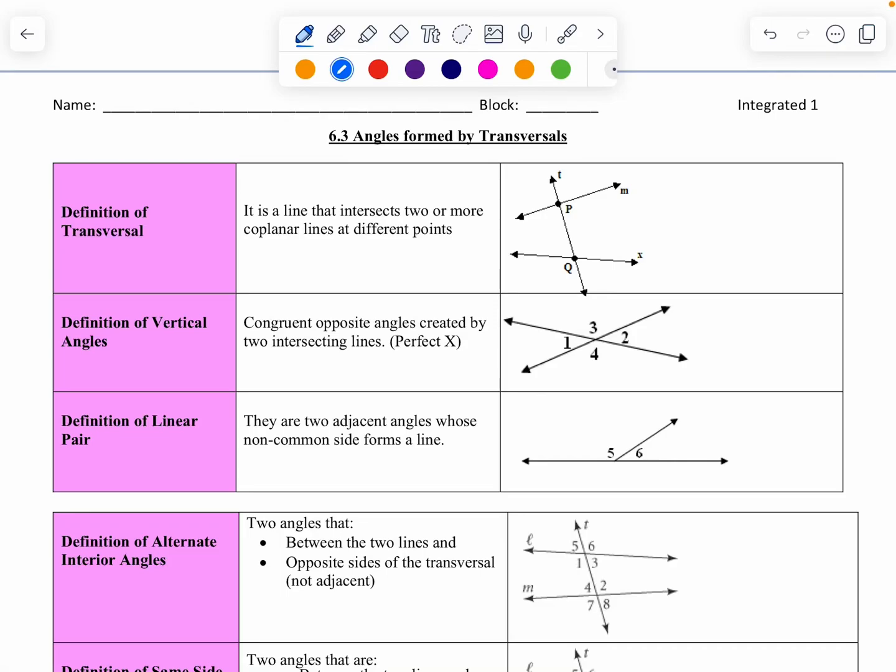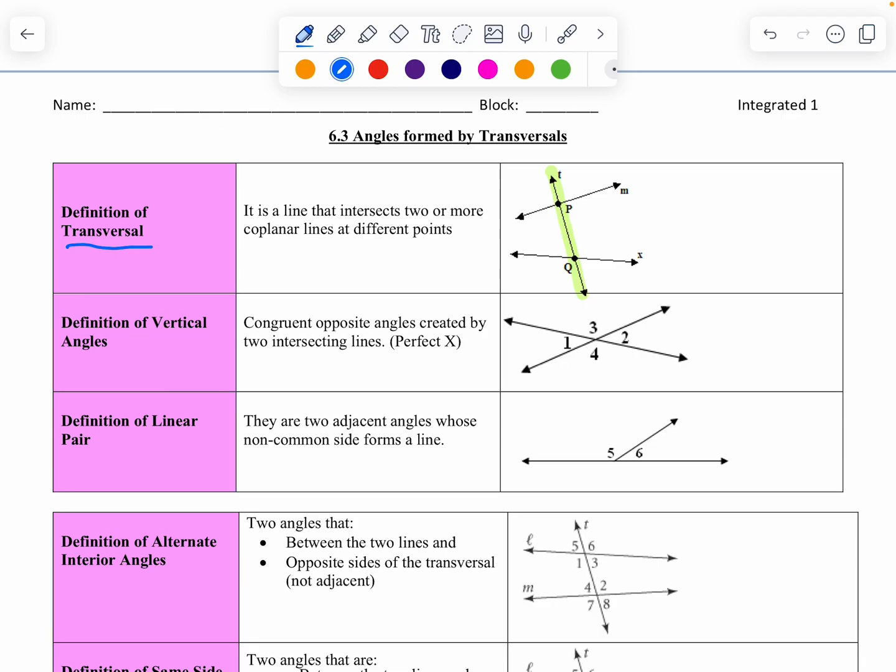Welcome everybody. Today we are going to be doing section 6.3, angles formed by transversals. So first of all, what is a transversal? A transversal is a line that intersects two or more coplanar lines at different points. In this picture, the transversal is that line that's cutting through the other two lines. So that line is our transversal.